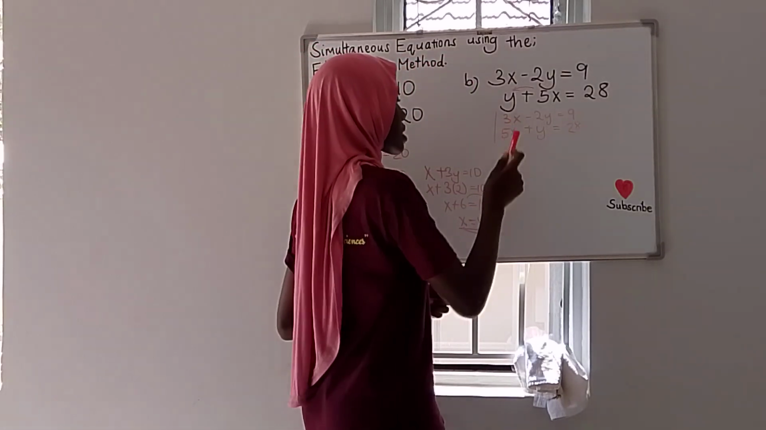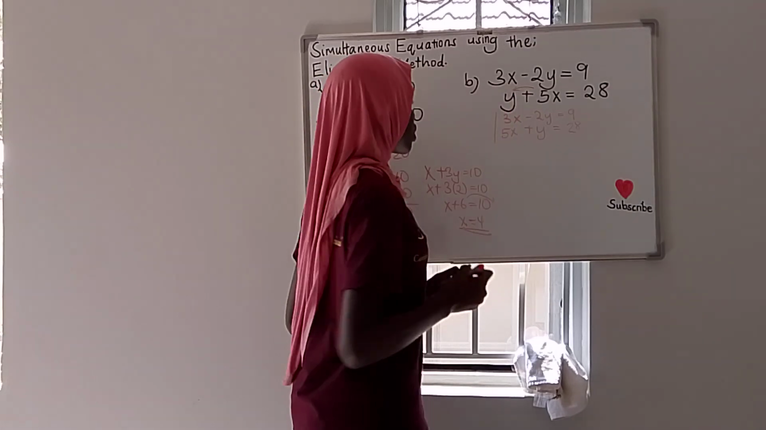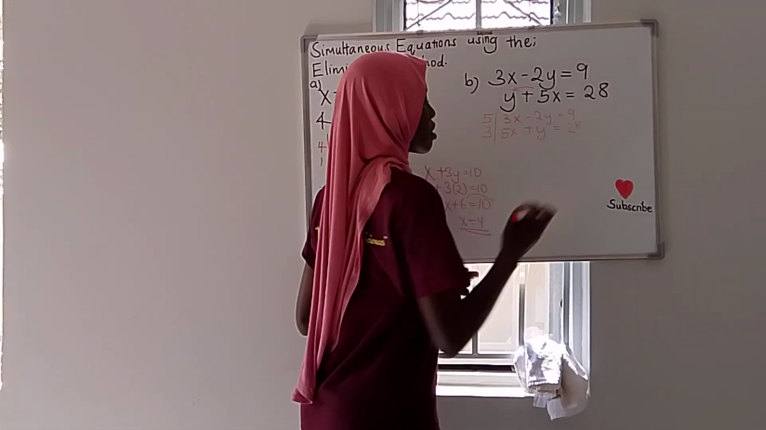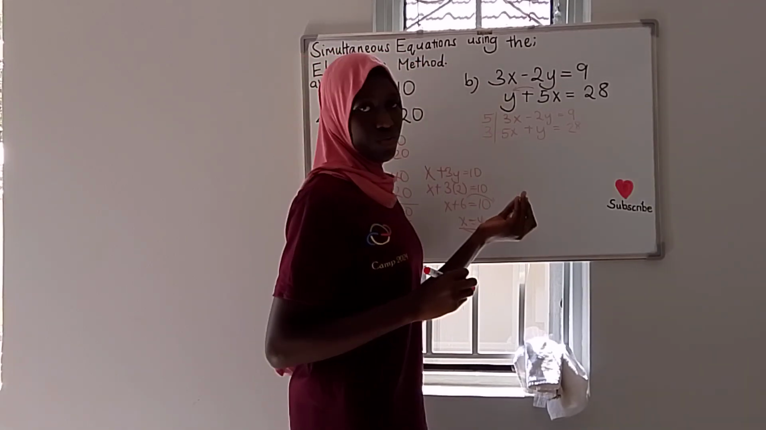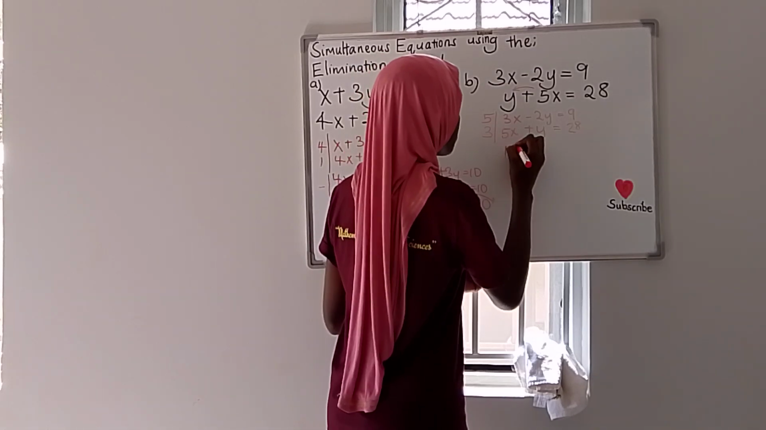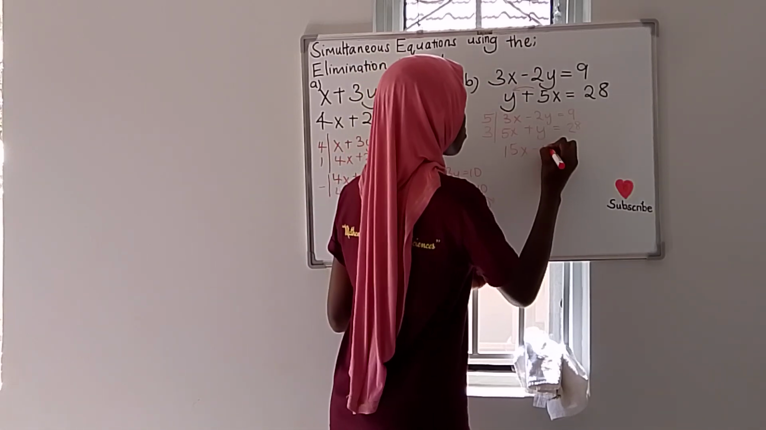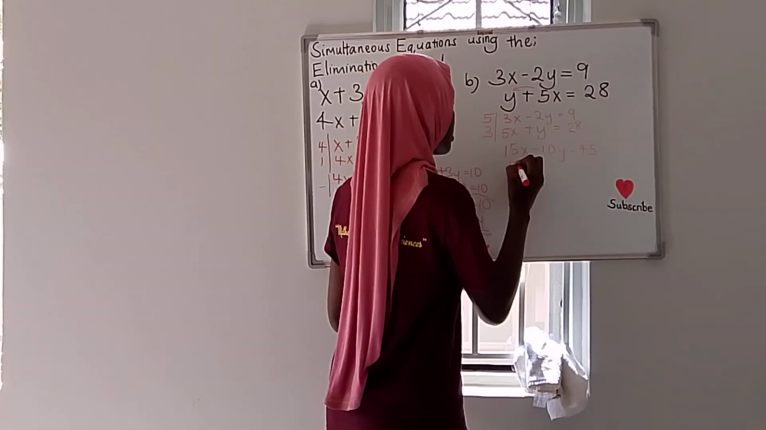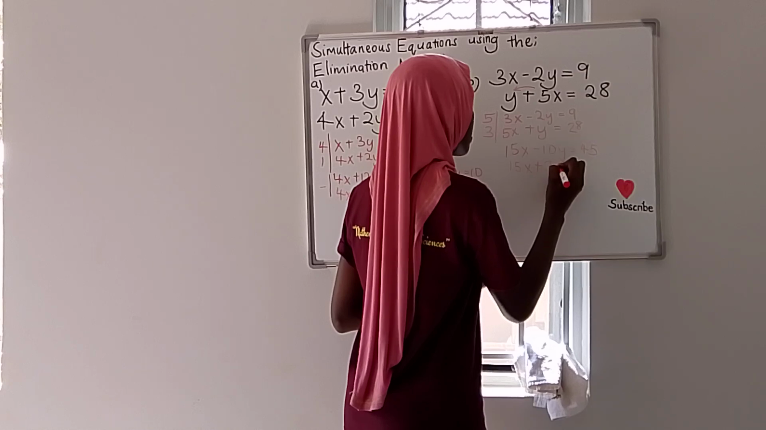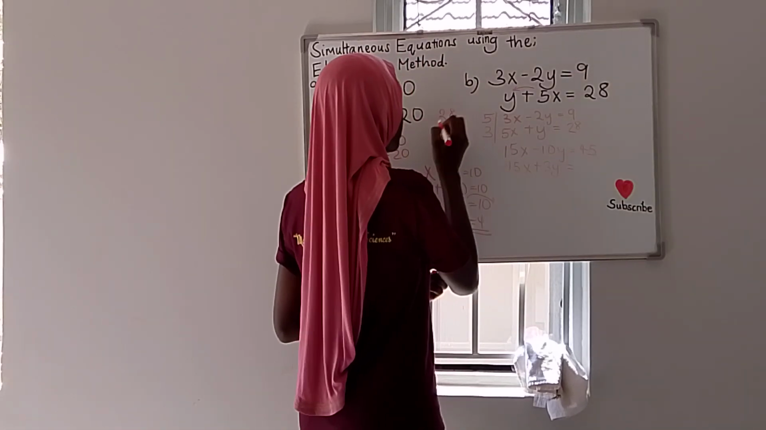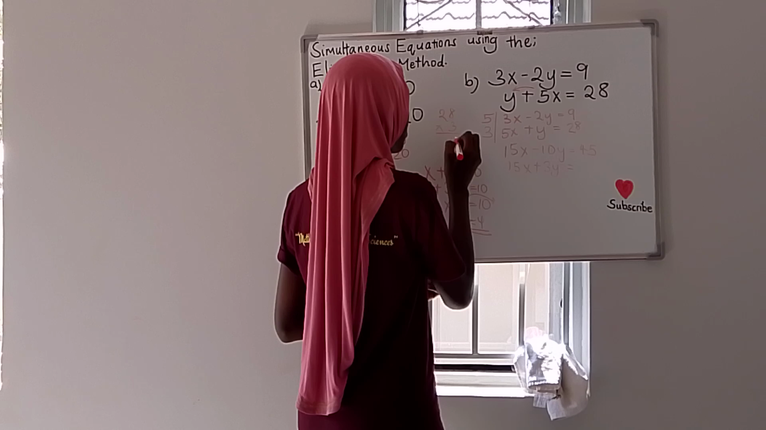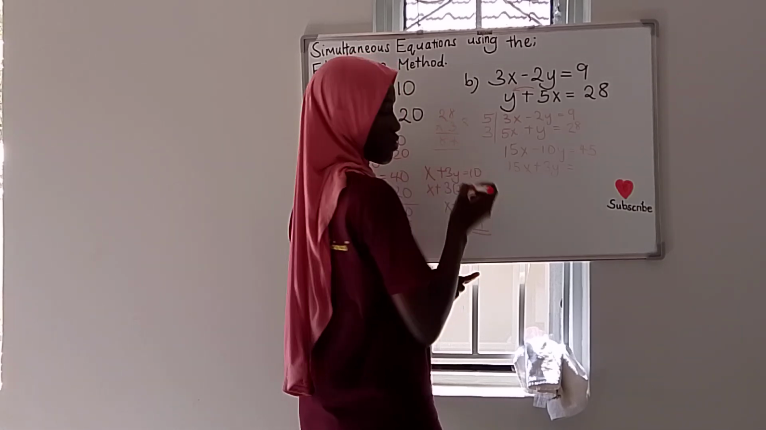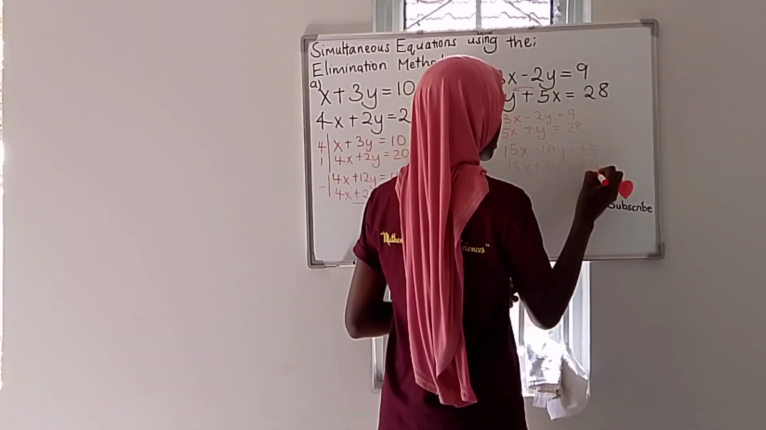So we want to remove the x from these equations. We shall put the 5 here to multiply with the 3, and then the 3 to multiply with the 5, so that we get 15 on both of them. So we'll have 15x minus 10y is equal to 45. Then 15x plus 3y is equal to 28 times 3, 3 times 8 is 24, 3 times 2 is 6, that's 84. Which means this gives us 84.